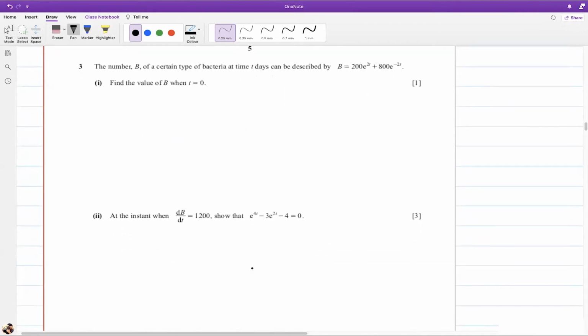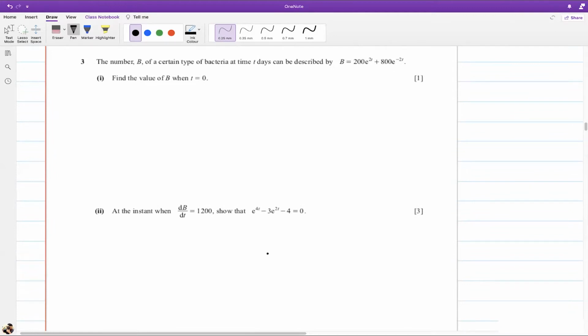All right. The number B of a certain type of bacteria at time t can be described by this. This is an exponential equation. Find the value of B when t is equal to 0. So when t is 0, this whole exponential thing becomes 1. So you get B equals 200 e power 0 plus 800 e power 0 again. So that is 1000. So that's how many bacteria you have in the beginning.